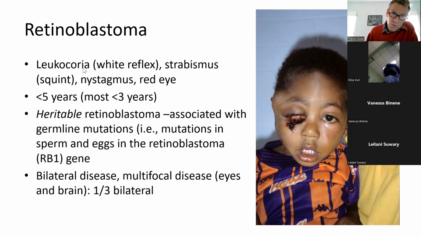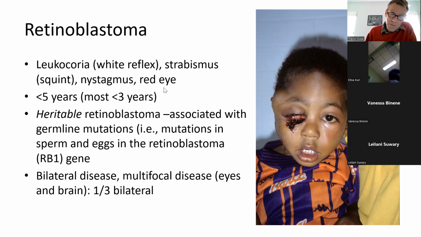Or they might have what's called, the most important sign is what's called leukocoria, and that's a white reflex of the eye. Instead of having a red reflex, they have a white reflex because they've got a mass of the retina. Normally the retina, when you look at it with the light, is red. If you look at it with fundoscopy, the retina looks red. But when you look at the eye of a child who's got an early retinoblastoma, they have a white reflex instead of a red reflex. I'll show you a picture of a child with a white reflex in a moment.